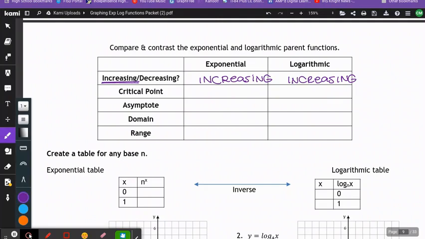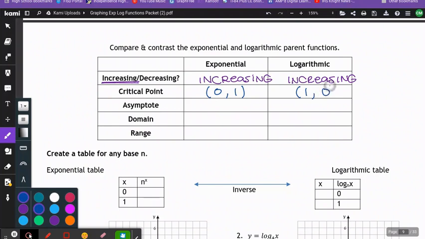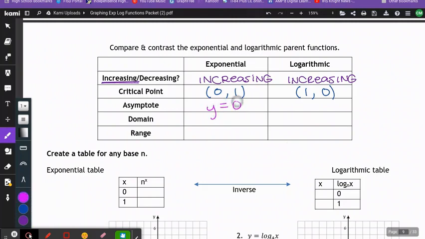The critical point for exponentials is 0, 1. For logarithms, it's 1, 0. So notice how the x and y's switch places. The asymptote for exponentials is y equals 0. It is a horizontal asymptote, and logarithms have a vertical asymptote at x equals 0.